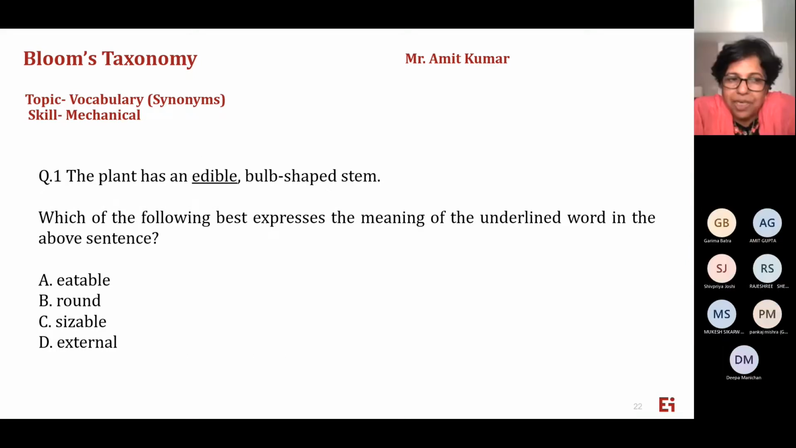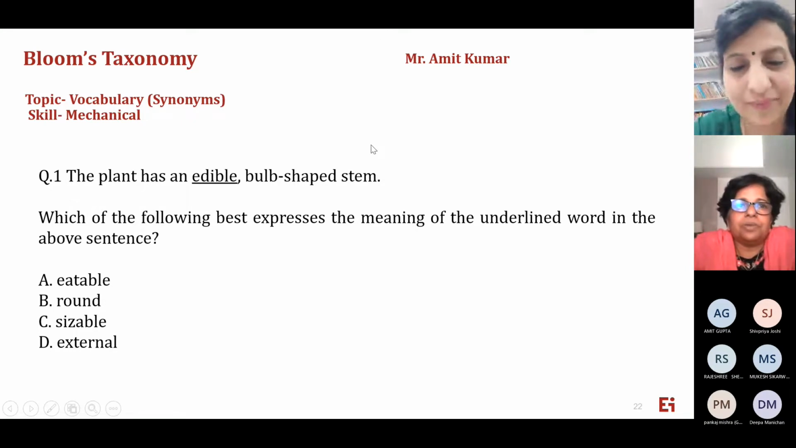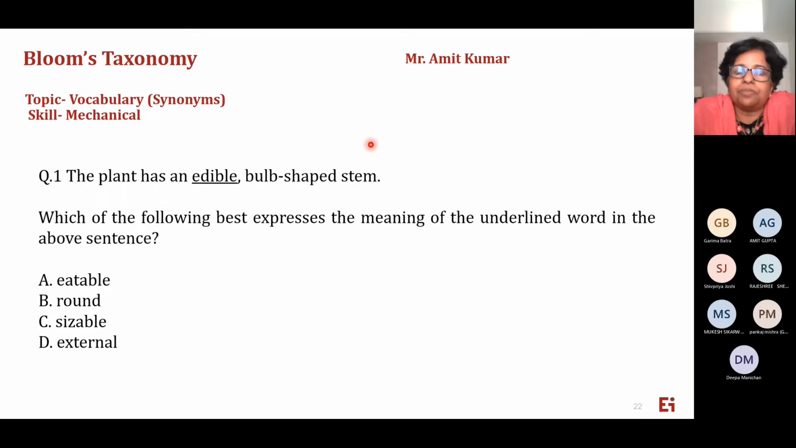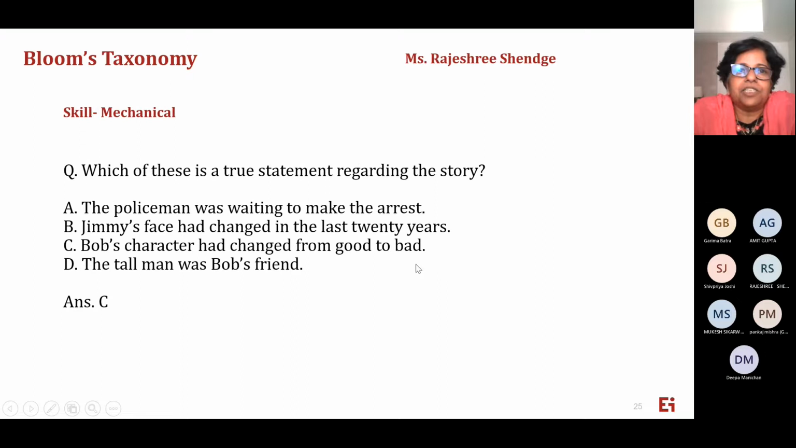Like Garima ma'am and Rajshri ma'am said, there is no understanding of the context required. So you can almost say, which of these is a synonym of edible, which of these means the same as edible, right? Thank you, Garima ma'am. So it is a mechanical question. Now we will go on. There are two more questions of Amit sir, which we will do later after everybody gets a chance. Rajshri ma'am, I'm just going in the order in which the questions came, the order in which people sent the questions. Rajshri ma'am, can you?